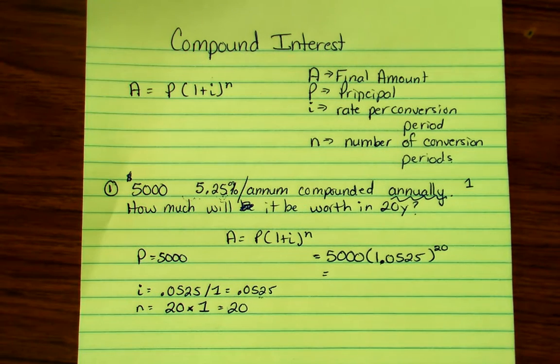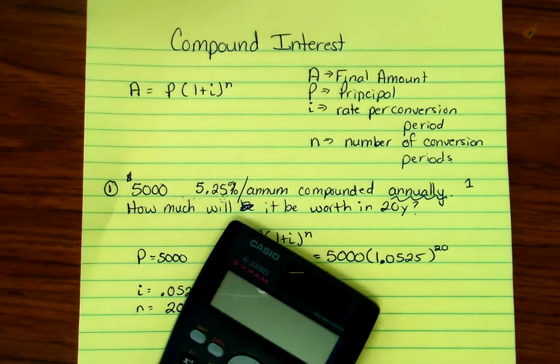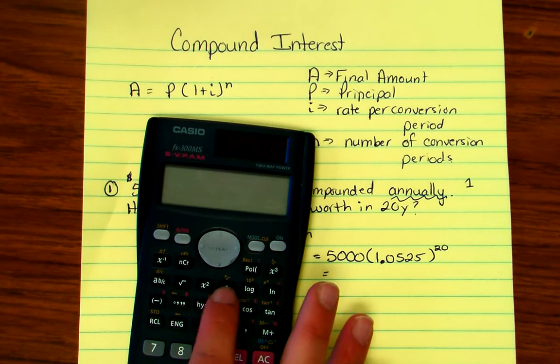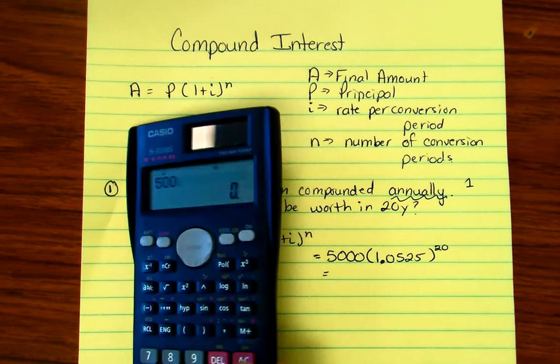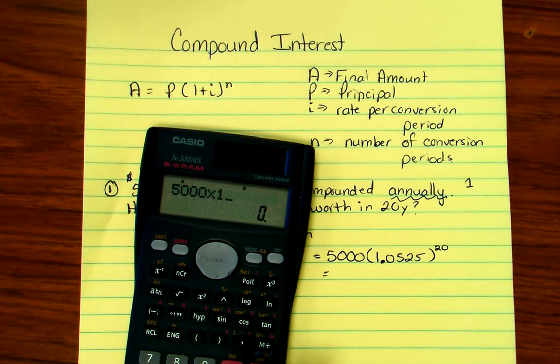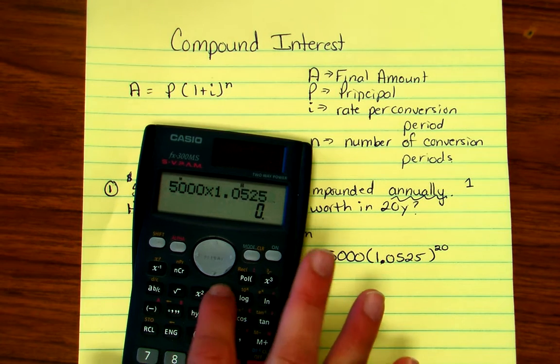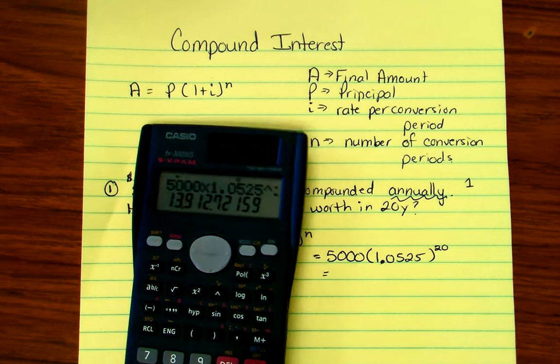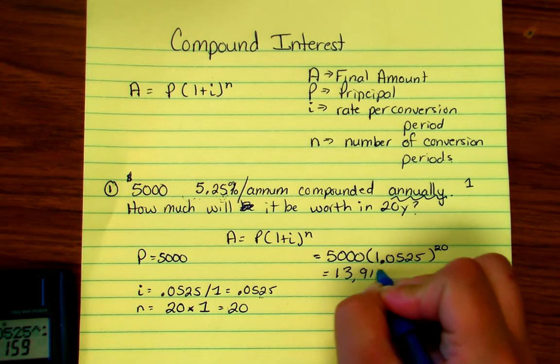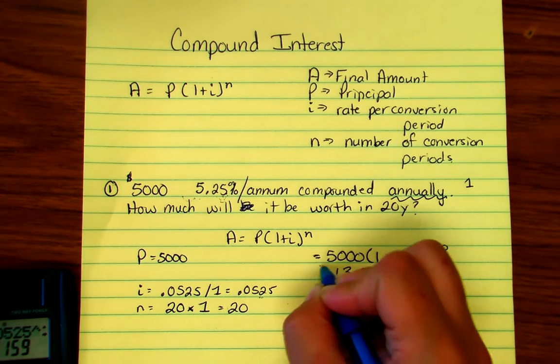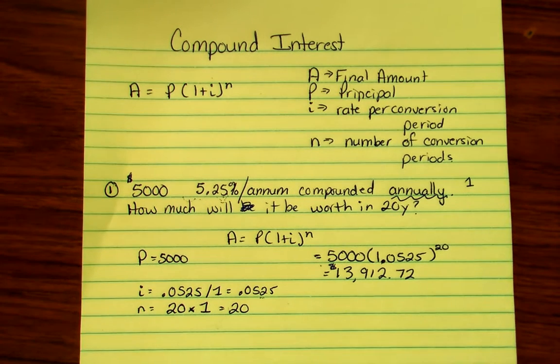So now it's just a matter of typing it into your calculator. On my calculator, my exponent is the little hat, which we talked about, and I can type it in as I see it. So 5,000 times 1.0525 to the exponent 20, and I get my answer. Now, because it's money, I'm always going to round to 2 decimal places or the nearest hundredth or penny. So in this case, the $5,000 will grow to $13,912.72.